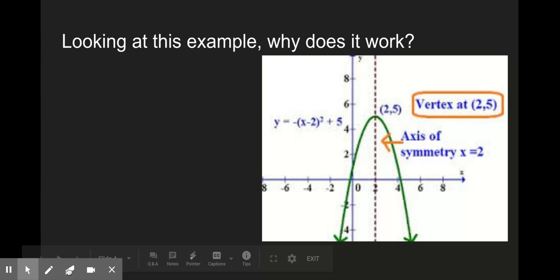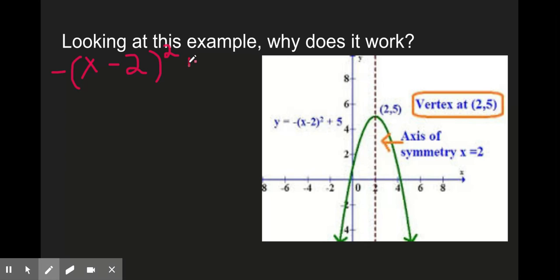Okay, if we take a look at this equation here, negative x minus 2 squared plus 5. Let's think about what it means to be a parabola, what it means to have an axis of symmetry, what it means to be a vertex.